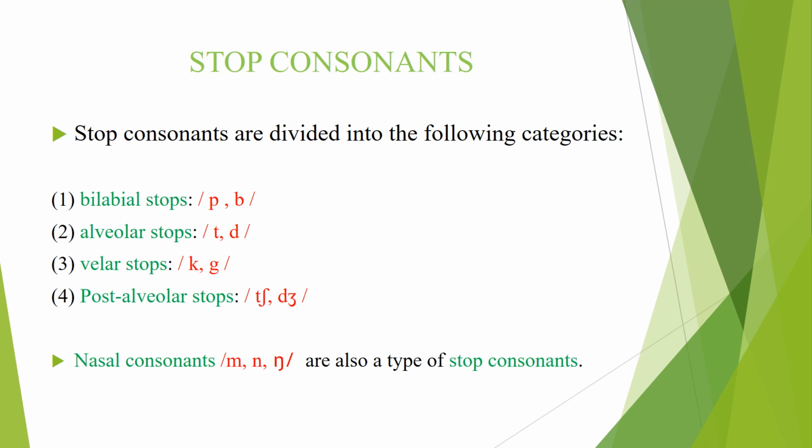Stop consonants are divided into 4 categories. Number 1, bilabial stops, p, b. 2, alveolar stops, t and d. Number 3, velar stops, k and g. And number 4, post-alveolar stops, ch and j. Nasal consonants are also considered stop consonants.